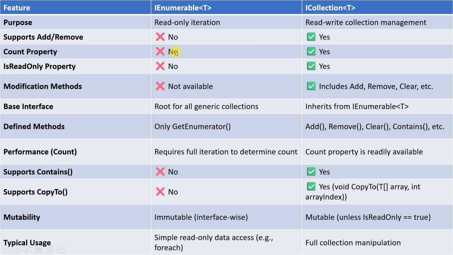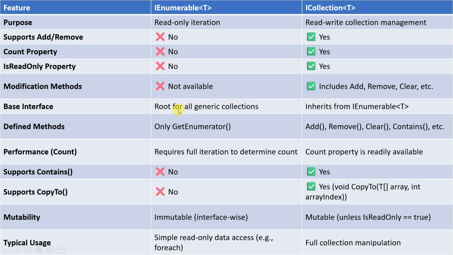The next difference is IEnumerable of T does not have a count property, whereas ICollection of T has a count property. IEnumerable of T does not have an IsReadOnly property because by default this is a read-only collection, whereas ICollection of T has a read-only property. IEnumerable of T doesn't have any modification methods, whereas ICollection of T has add, remove, and clear methods.